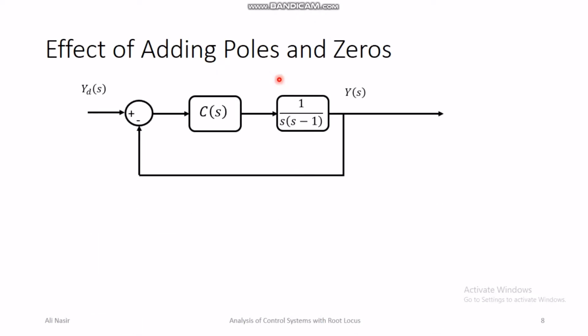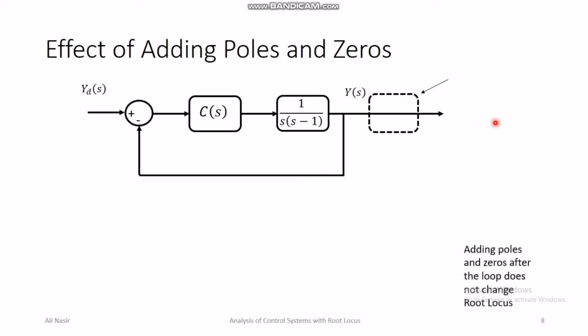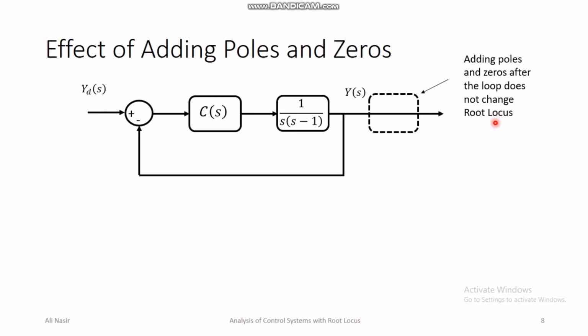So here is your normal closed loop system. In this system, if you add any poles or zeros which are outside the loop, for some reason, some component here which is outside the loop, then this will not affect the root locus. So adding poles and zeros after the loop does not change the root locus of the system, so we don't have to worry about that.